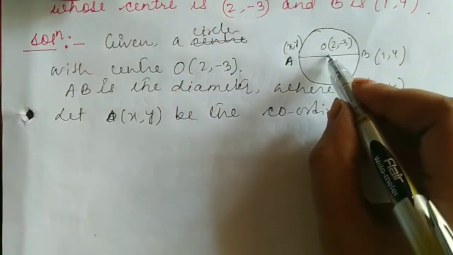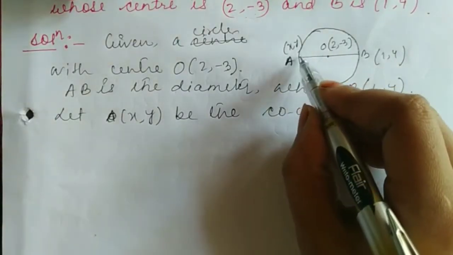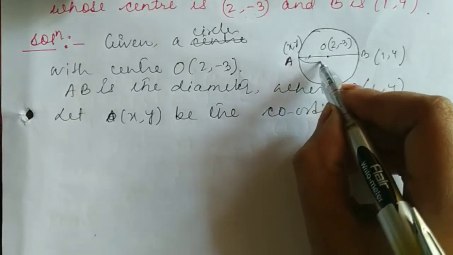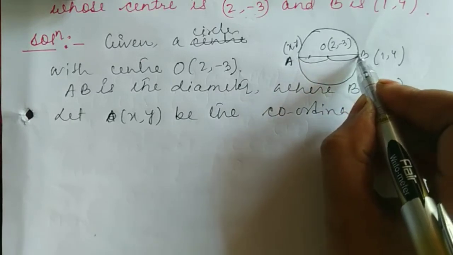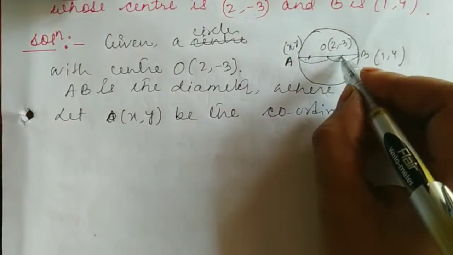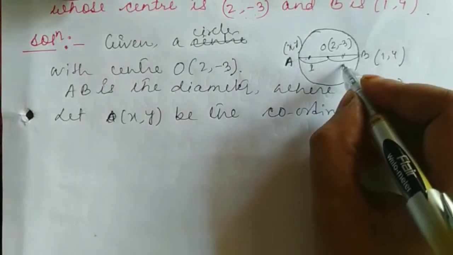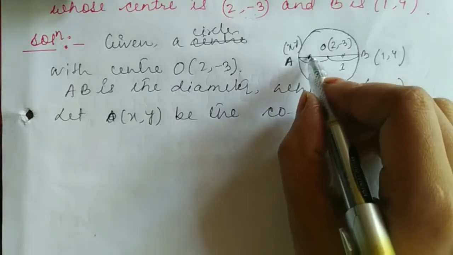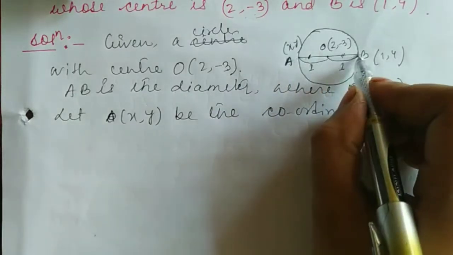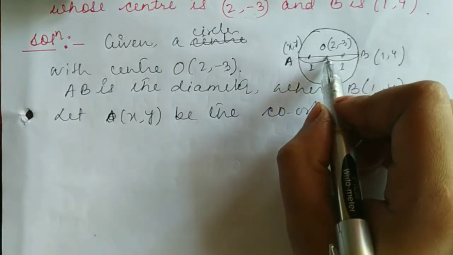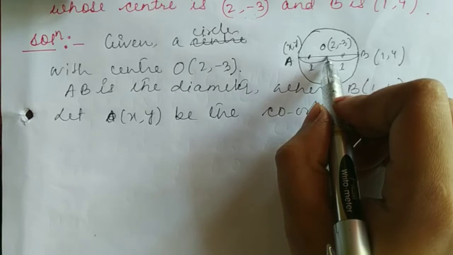We know the center divides the diameter into equal parts. That means obviously this OA is the radius and OB is the radius of the circle. So what do we know? All the radii are of equal length. That means OA equals OB. If OA is 1, then OB is also 1. That means the point O, the center, plays as the midpoint of the diameter. So again we have to apply the midpoint formula here.